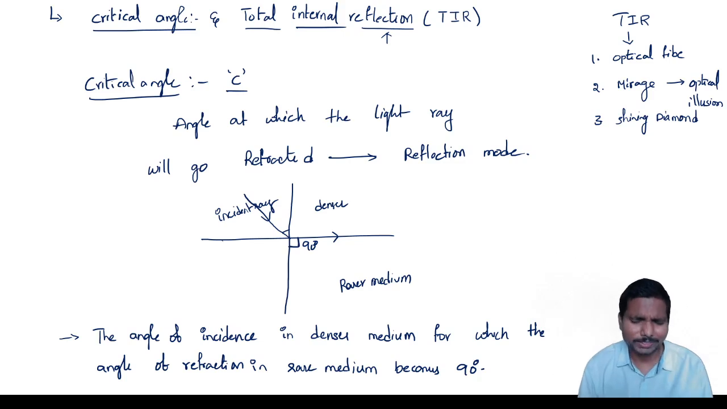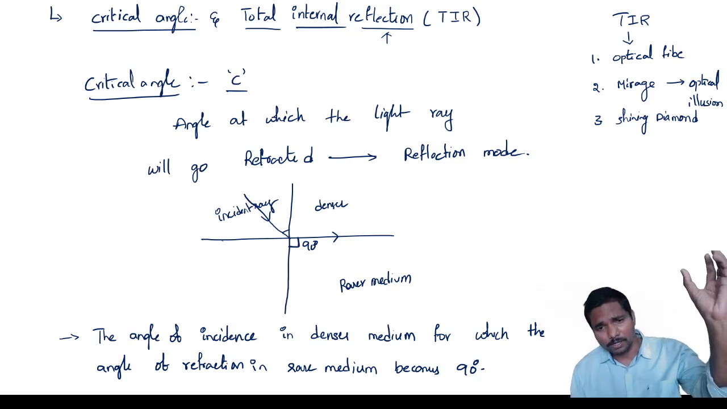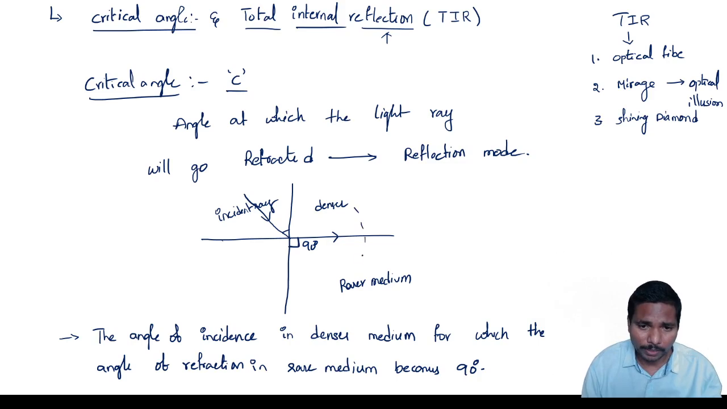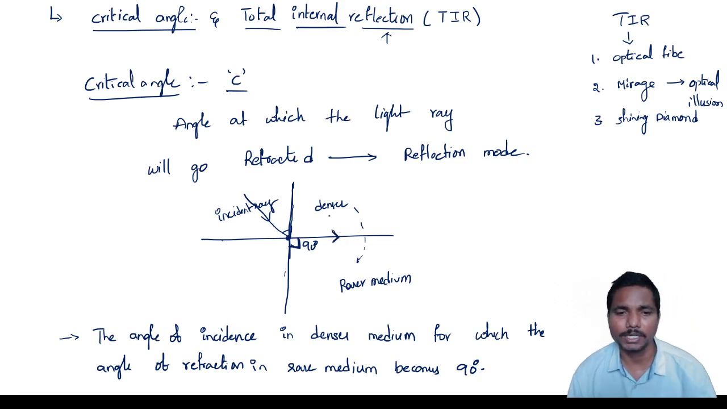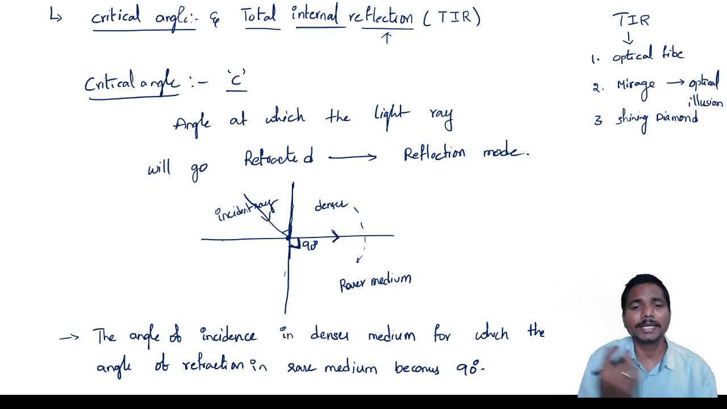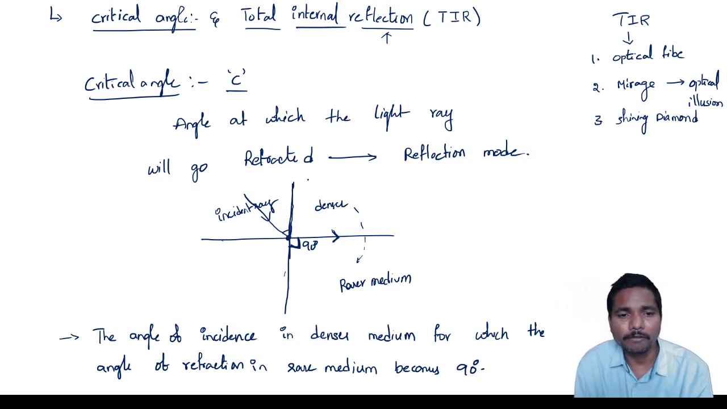A very simple thing, guys. Whenever light rays pass from a denser medium to a rarer medium, if the angle of refraction is 90 degrees, that means this is the 90 degrees. So this angle is nothing but the critical angle. In this critical angle, what is happening? It is the angle at which the light ray will go from refraction to reflection mode.